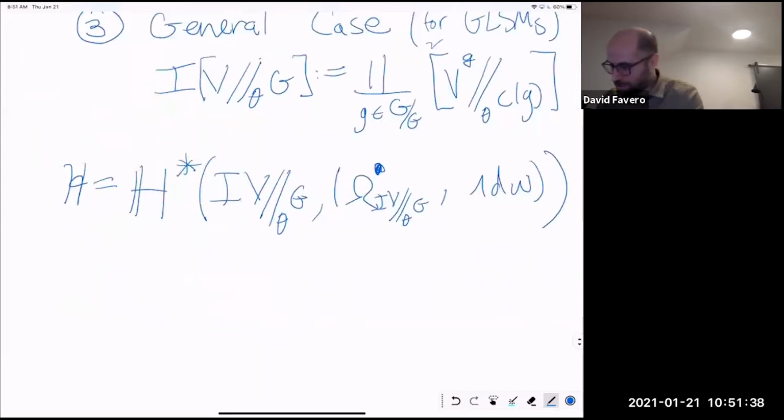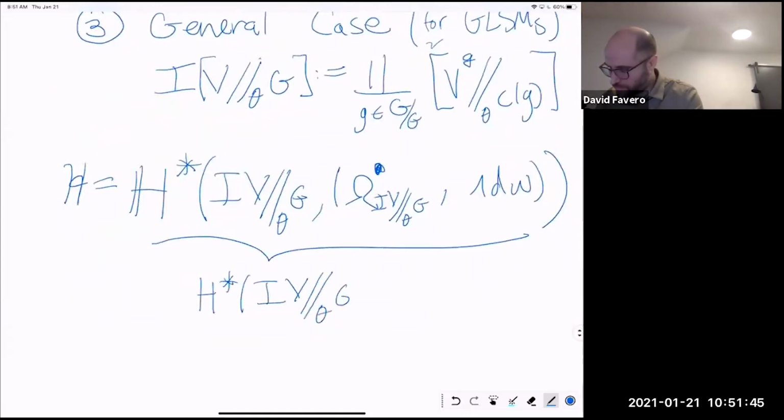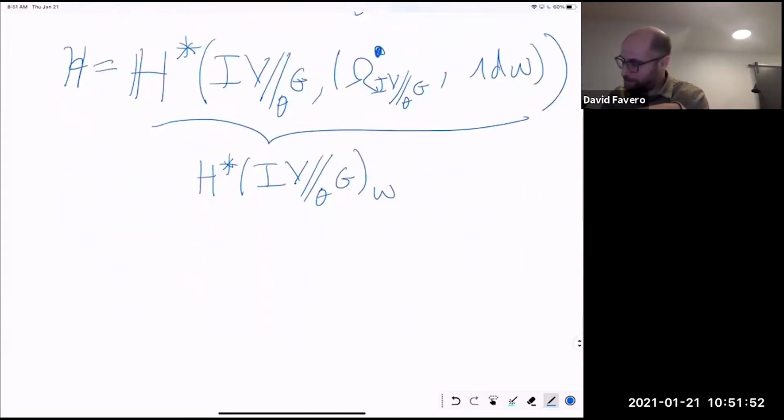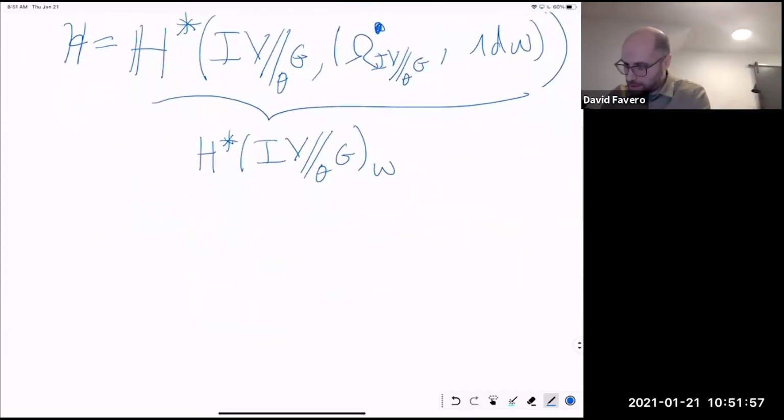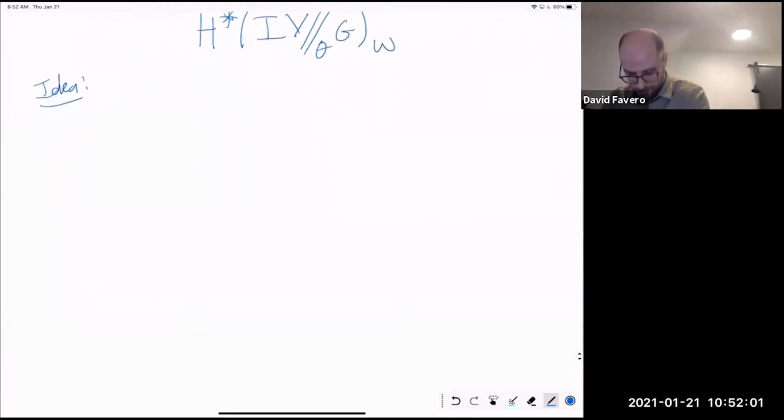And I'm going to call this thing, for short, H star of something. This is just a sub W. So the idea in the general case is you start with this state space here, which is twisted Hodge cohomology.